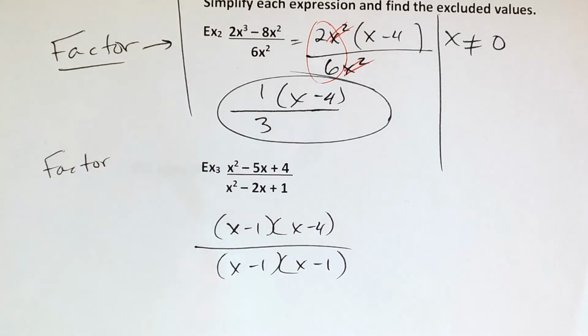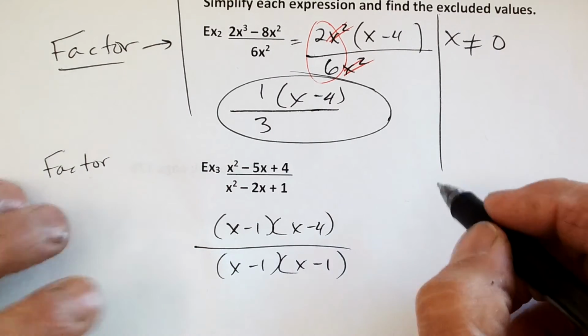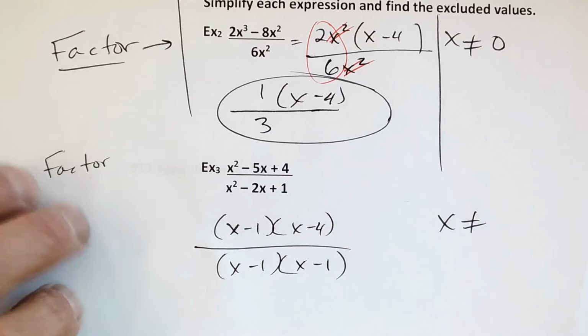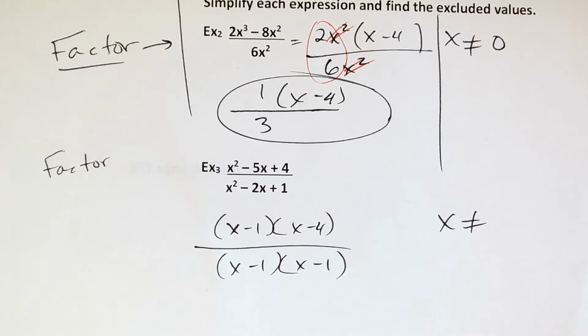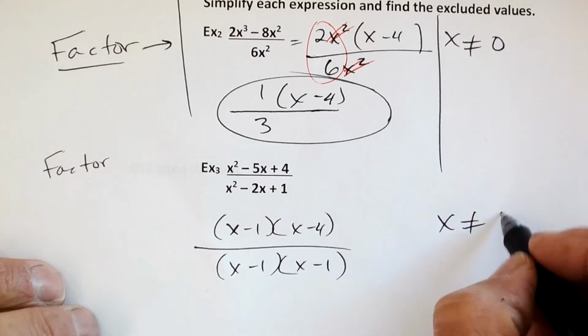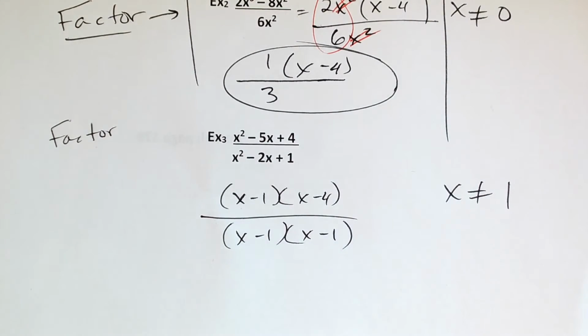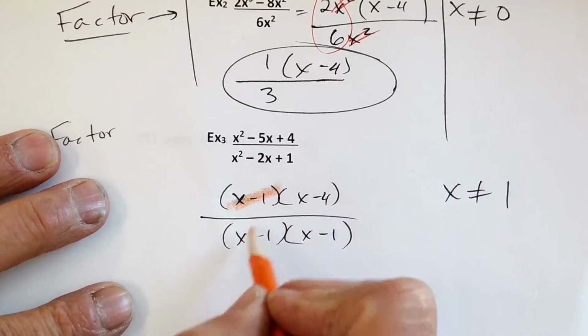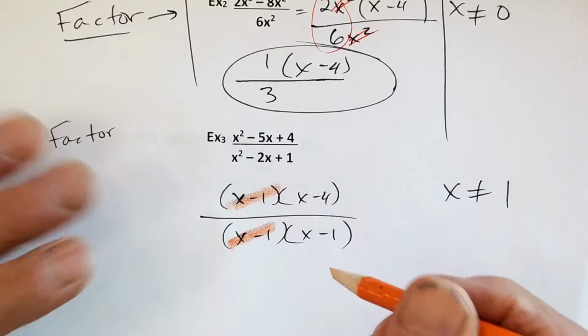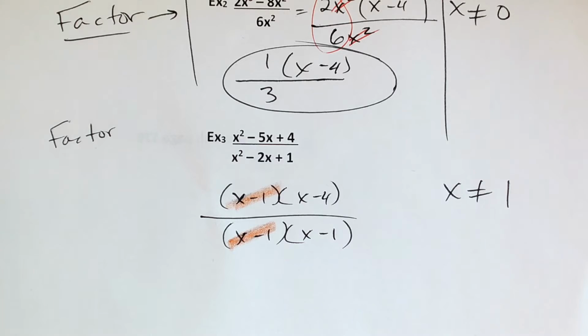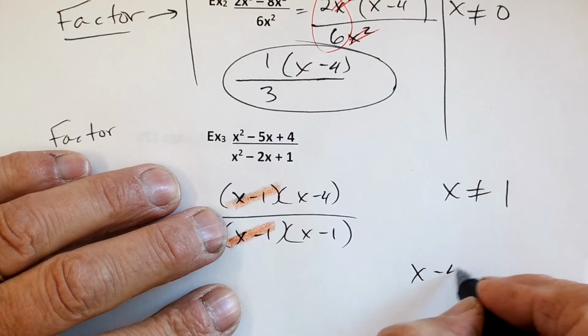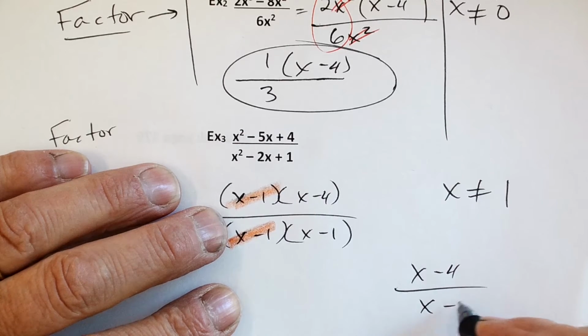Awesome. So first of all, excluded values. X better not equal what? Come on, you guys. X better not equal 1. Thanks, Carly. That's my excluded value for sure. And what do you see that we can simplify? What can we cancel? Yeah, x minus 1 for an x minus 1. You can't cancel both, but 1 for 1, x minus 1, x minus 1. So then my answer is going to be x minus 4 over x minus 1.